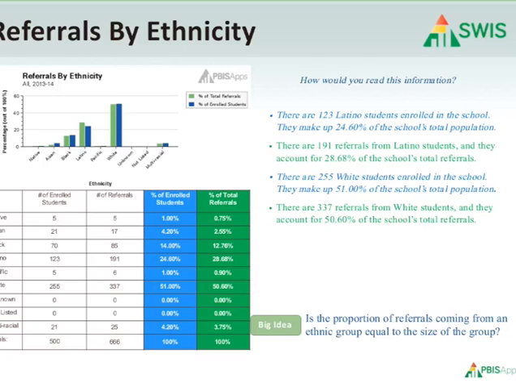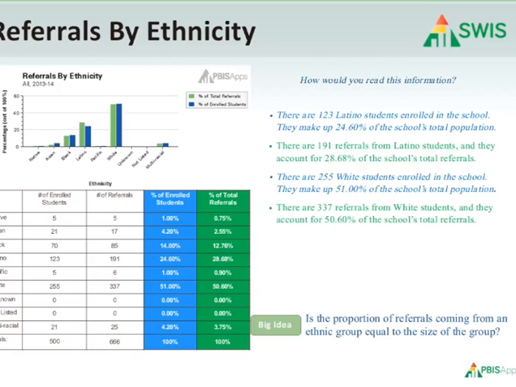So there are 191 referrals that came from Latino students, and it counts for 28.68% of the school's total referrals. So you can see there's a little bit of disproportionality there.